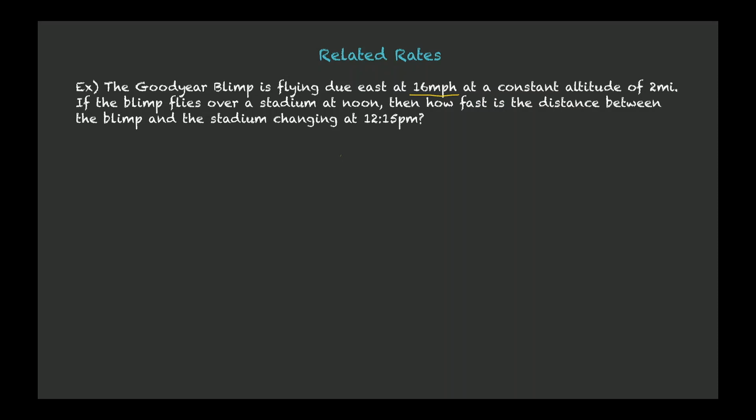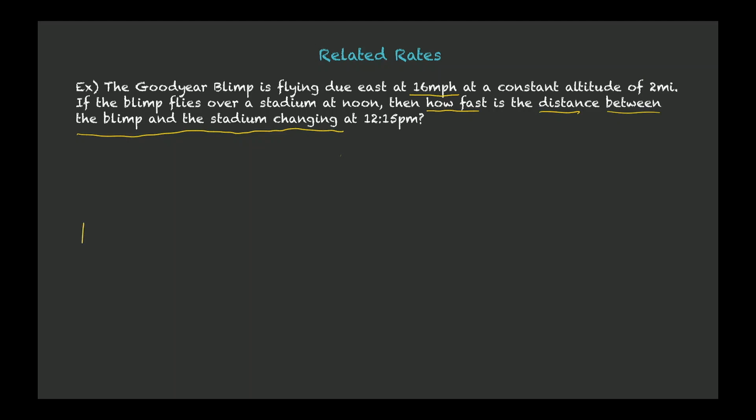Secondly, in a related rate problem, the question itself is always a rate of change. So in this one, how fast is the distance between the blimp and the stadium changing? Well, that's a rate of change, a dx/dt or something like that. Now this problem doesn't talk about volumes or widths or anything like that, so typically the best way to assign a variable on a problem like this is to draw a little picture. So I'm going to draw a picture.